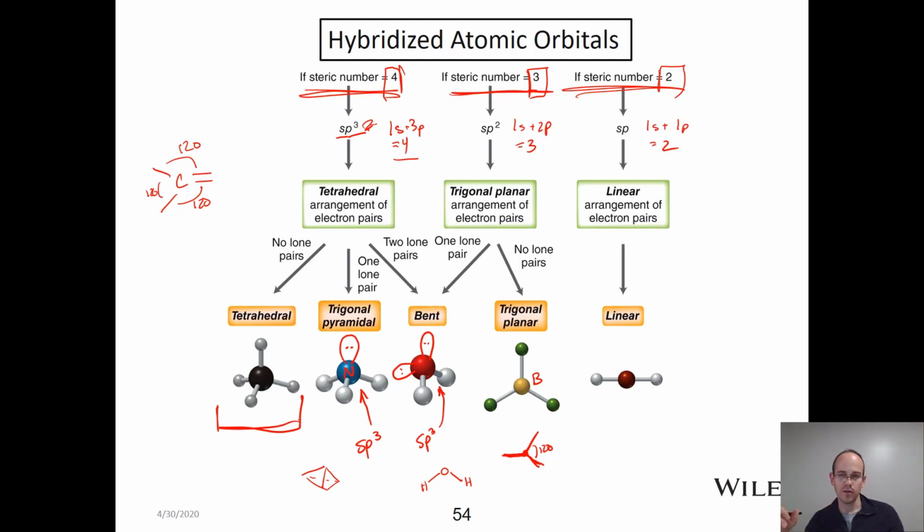between the bonds. All right, and then linear arises from the situation where you have two groups, two steric numbers. Those two electron groups are going to push each other as far away from each other as possible, and that's going to get you this linear arrangement where they're 180 degrees from each other around that central atom.